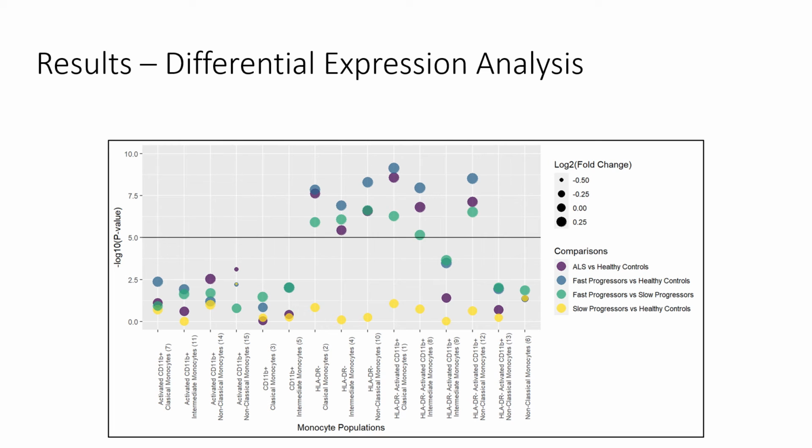In short, we've identified that there's an increased expression of GPR32 in a number of HLA-DR negative monocyte cell populations between ALS and healthy controls, as well as between fast progressors and healthy controls, and fast progressors versus slow progressors. Also, interestingly, if you look at the yellow dots, there's no yellow dot which is statistically significant, and this represents the comparison between slow progressors and healthy controls. This means that slow progressors more closely resemble healthy controls than fast progressors.